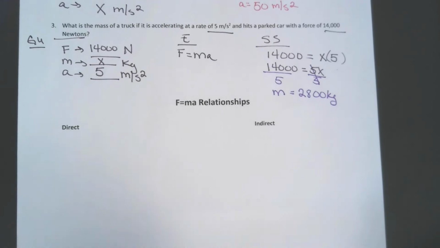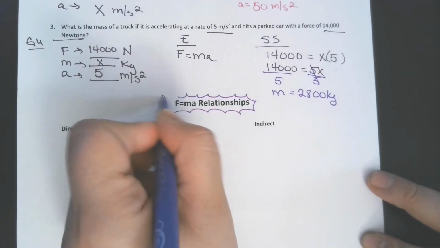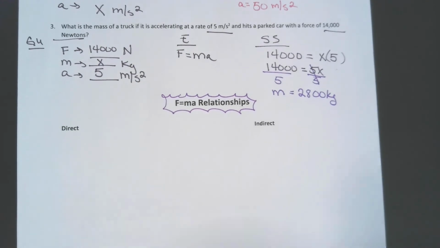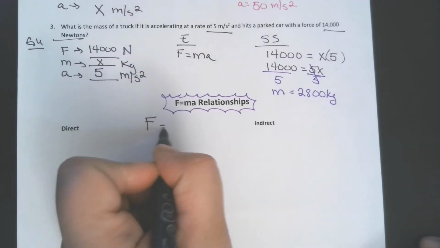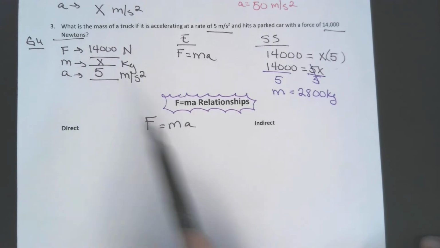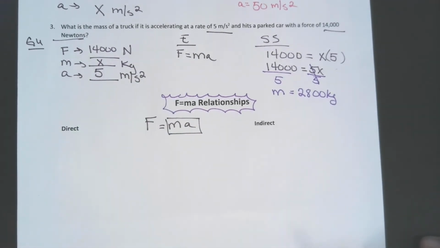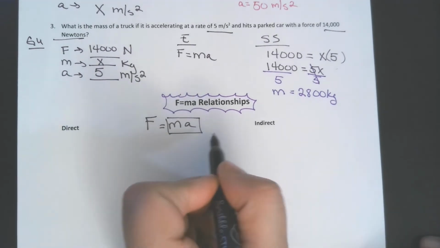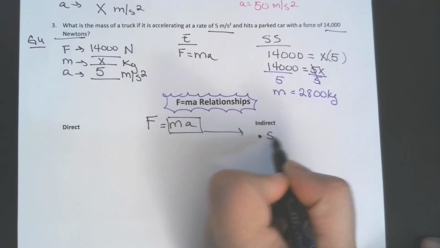But wait, there is more. Let's talk about those relationships that we talked about earlier. So F equals ma. There's one way to remember these relationships. If variables are on the same side of the equal sign, like mass and acceleration, they have an indirect relationship.